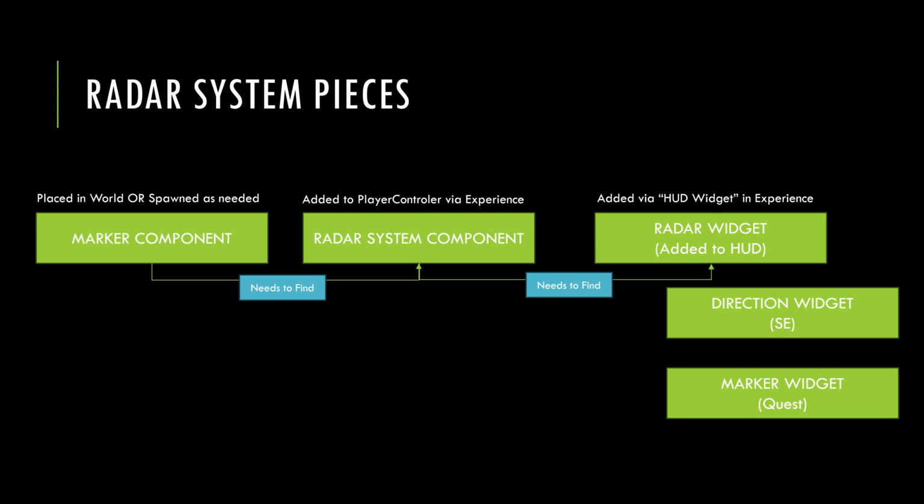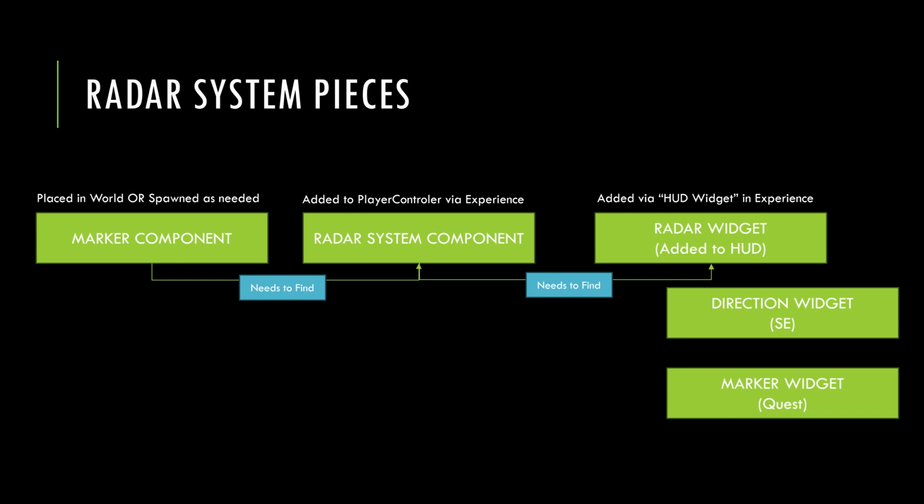The main heart of the system is the radar system component. It is added to the player controller via the experience. And there's a radar widget that's added to the HUD also via the experience. That radar widget manages the directional widgets, the compass indicators on the widget, as well as any markers that might be either quest or location centric. The first part of where the timers come into play is that each of these elements needs to know about each other's existence in order to communicate with each other in a seamless fashion.